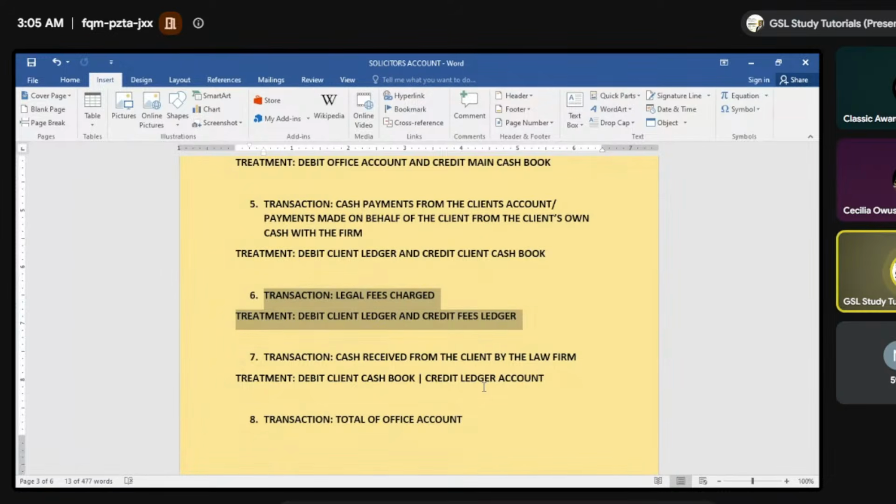So let's go back to the rule again. Cash payments from the client, how do we treat it? Please, how do we treat cash payments from the client? You credit the client cash book, and then you debit the client ledger.